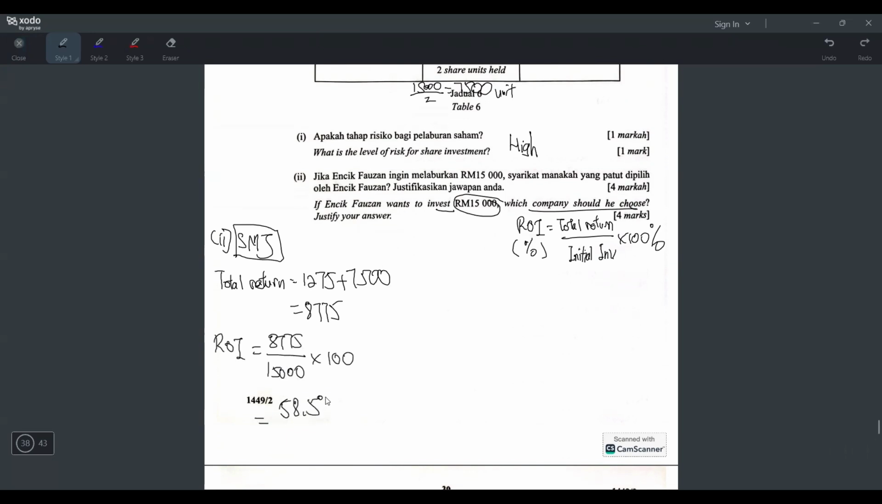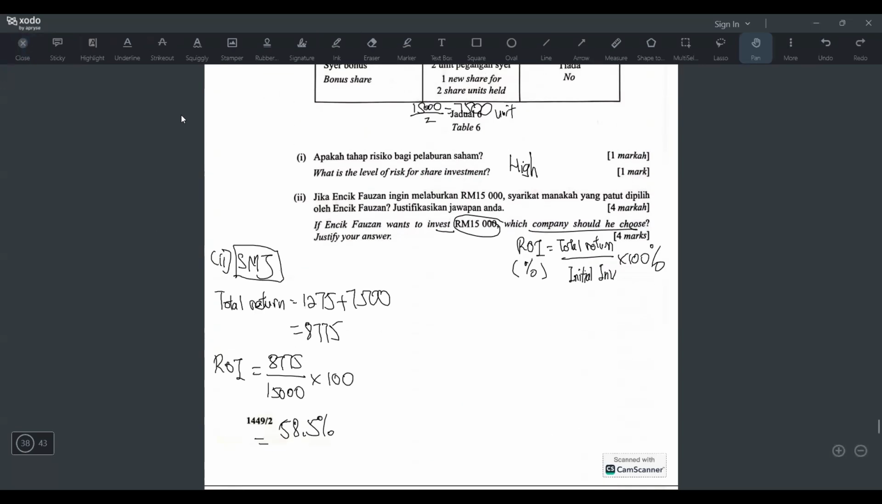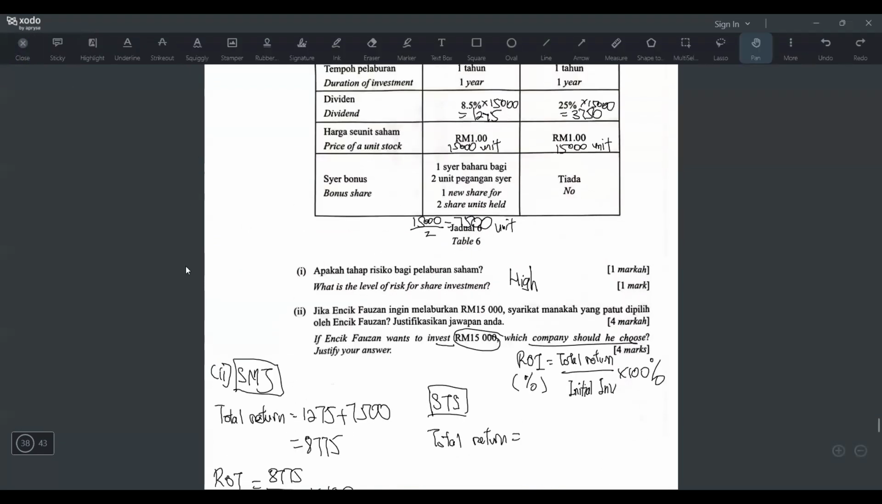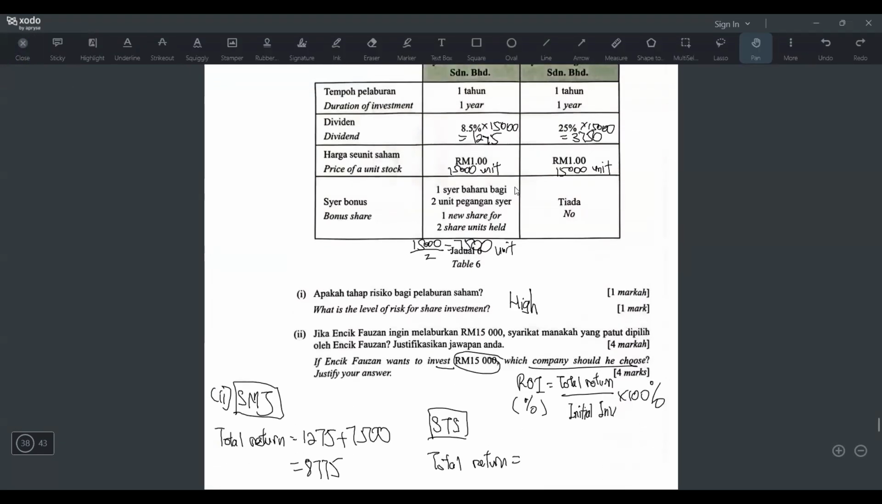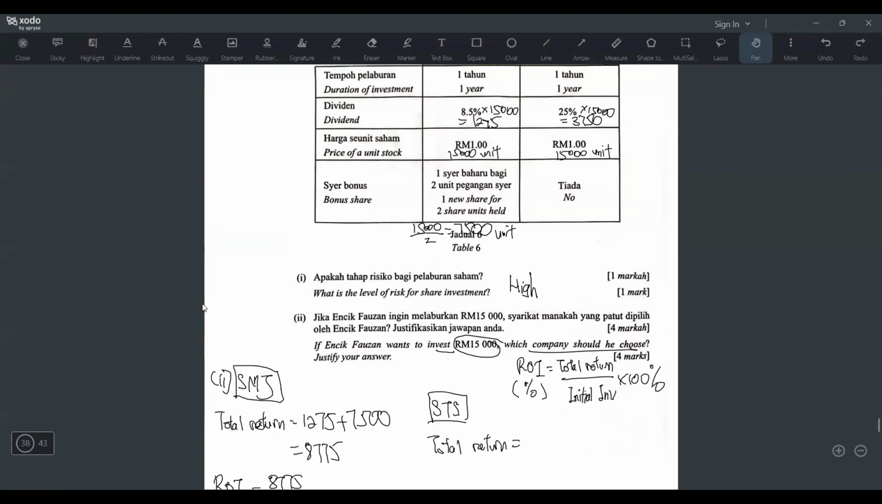Okay, right percent. Okay, now let's calculate for the other syarikat. What's the name? Syarikat Teguh Setia. So I'll just write in short form Teguh Setia, STS. Okay, now how to find the total return? So return means profit. So same thing, he never sell. It means when you calculate the total return, he still own the shares, he never sell. So there's no profit from selling.